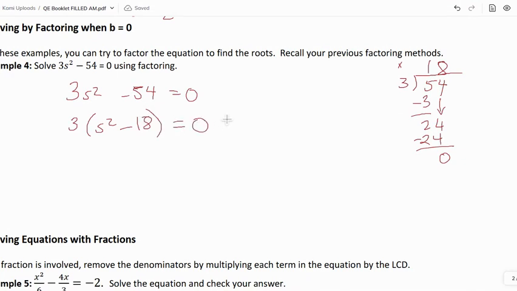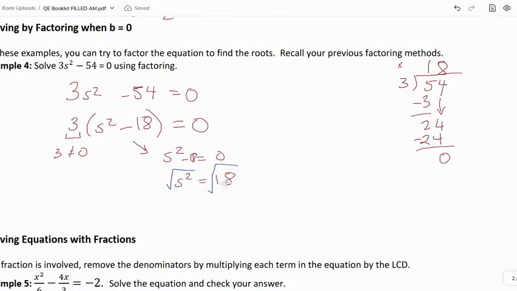So now watch this. It's factored. Can the 3 be equal to 0? No. So there's only one solution. Or is there? Watch this. s squared minus 18 equals 0. s squared, bring the 18 to the other side, is positive 18. What do I do to both sides? Take the square root.